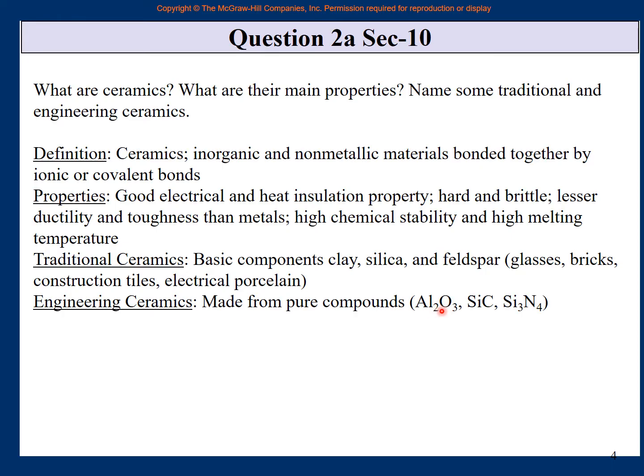Aluminum oxide is called alumina. Silicon carbide is very critically important. Silicon nitride and so on. So this was a very simple thing. Again, majority of you got it right. Some of you had small hiccups here and there.